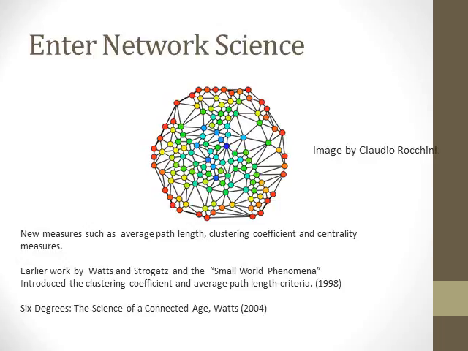We have seen in this class that networks are currently being used to model protein structures. Measures such as average path length, clustering coefficient, and centrality measures can capture some of the global properties of protein molecules. As you know, this is built on the earlier work by Watts and Strogatz and the small world phenomena.